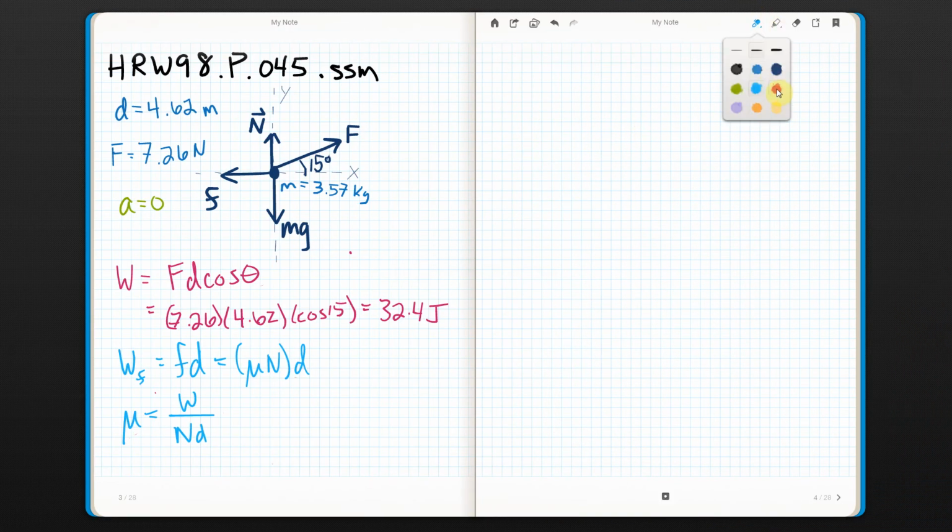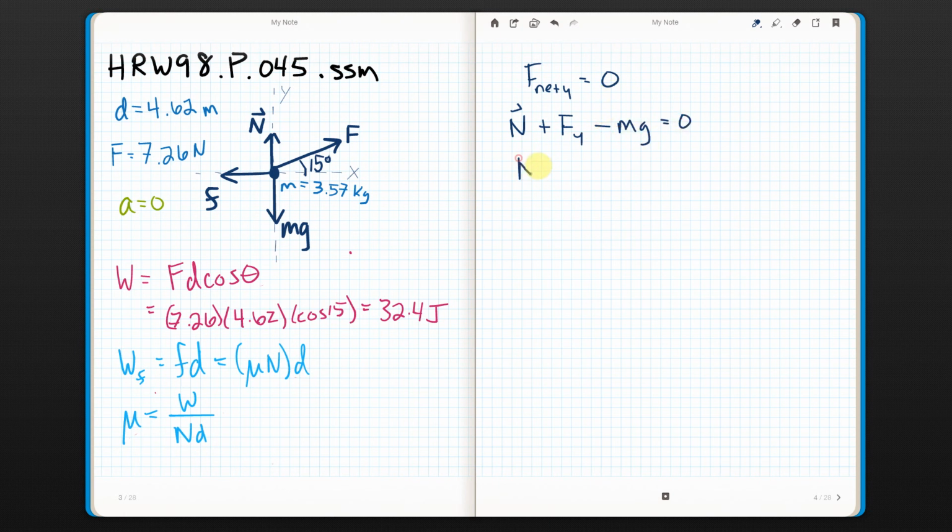Well, I know that since this was pulled at a constant velocity, the net force is 0, and that includes the net force in the y direction. The net force in the y direction, I've got the normal force pointing up, I've got the y component of the rope pull pointing up, and then I've got gravity pointing down. So that all equals 0. If I solve for n, just move all the other stuff to the other side, I get this, which Fy is just F sine theta. All of which I know. So I plug in everything that I know.